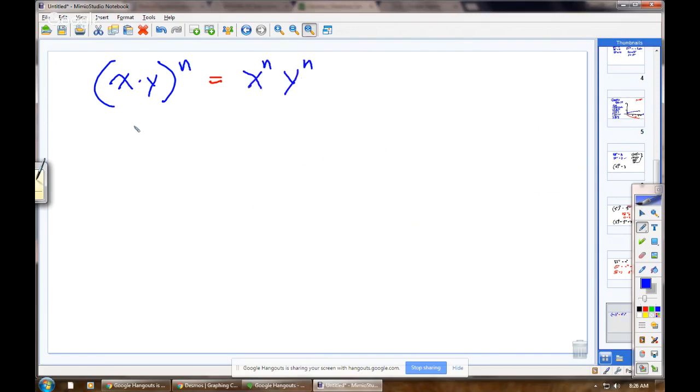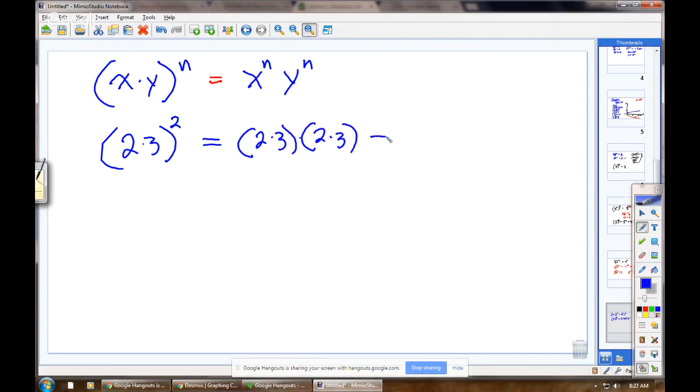So a simple example of that would be to take 2 times 3 raised to the power 2. Exponent means write the base down twice in this case. So that gives me 2 times 3 times 2 times 3, and multiplication you can write in any order you want. So I can choose to write that as 2 times 2 times 3 times 3, which is the same as 2 squared times 3 squared. So that's just an arithmetic example about why that rule works.